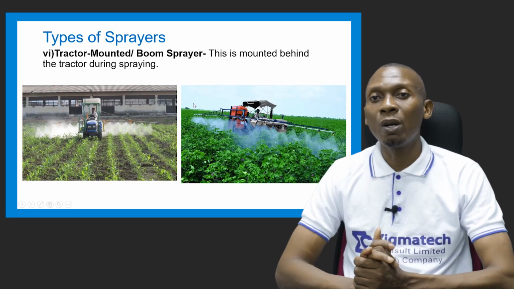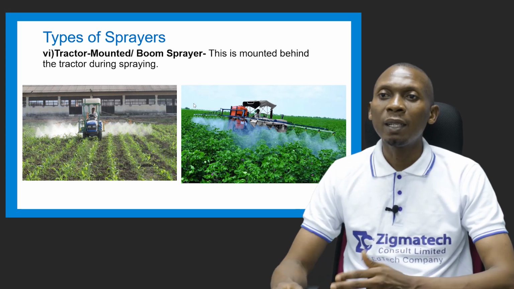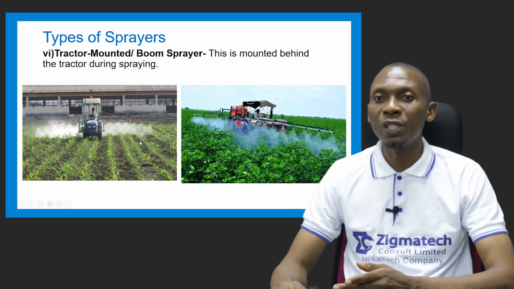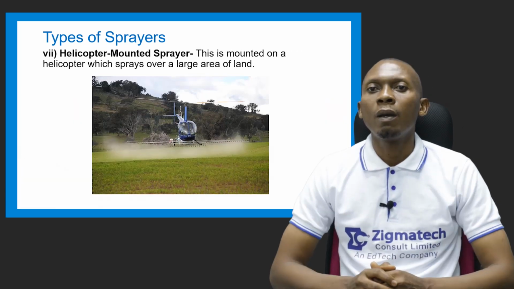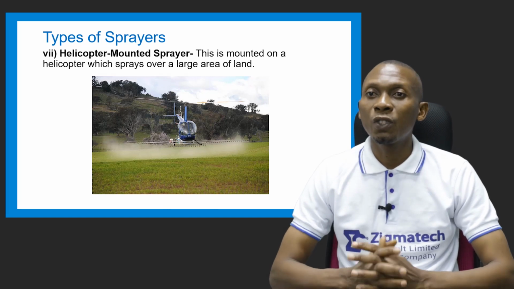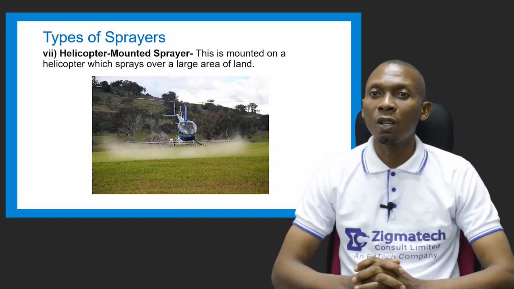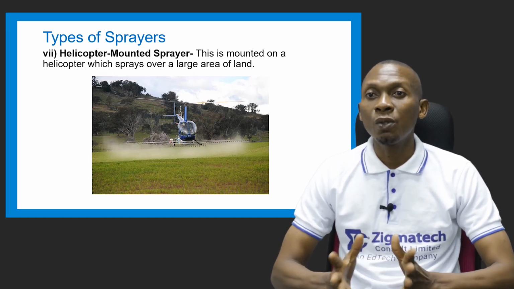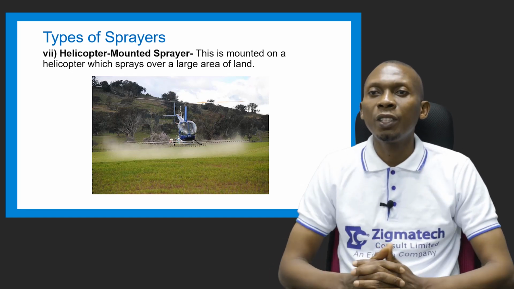We have the tractor mounted or the boom sprayer. Now this is mounted behind the tractor during spraying. So the tractor mounted sprayer is also called the boom sprayer. From the picture you can see how it looks. We have the helicopter mounted sprayer. Now this is mounted on a helicopter, which can be used to spray over very large areas of land.